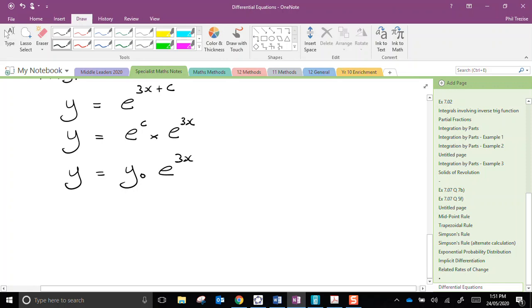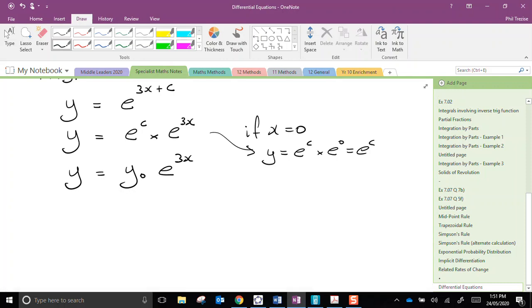Now why would it be given the figure y naught? Well, let's think about it. If x equaled 0, then from this step here we would have that y equaled e to the power of c multiplied by e to the power of 0, which is really just e to the power of c. In other words, when x equals 0, we're talking about the initial value of the y variable.